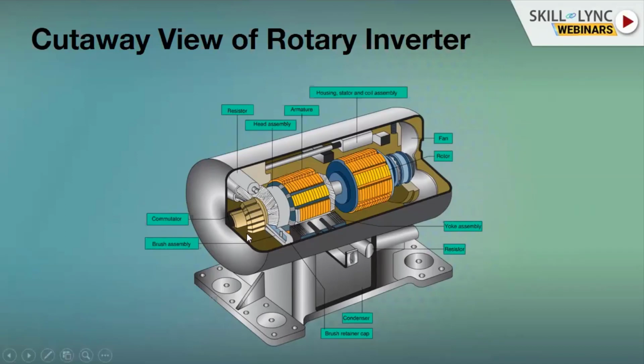So the input was DC, which was given to a DC motor, and with the output of the motor, which is mechanical, the generator was made to rotate. This was the input for the generator circuit. And this generator, which is nothing but the alternator, now produces its corresponding AC supply or AC voltage. So this was the older unit which was being connected to get the inverter's output.